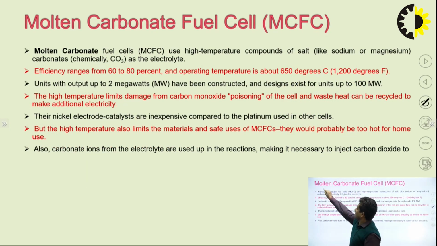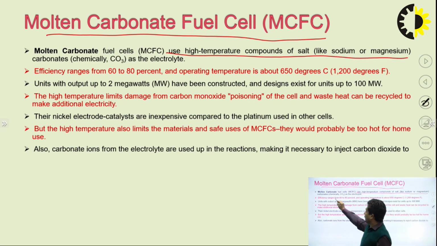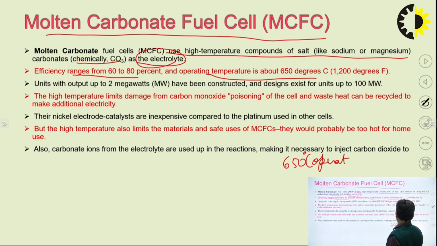Now, next is the molten carbonate fuel cell. Basically it uses high temperature compounds of salt, like sodium or magnesium carbonate, usually a CO3 compound, as the electrolyte. Its efficiency range is 60 to 80%, and its operating temperature is about 650 degrees. So that is the highest operating temperature range compared to all the fuel cells till now.